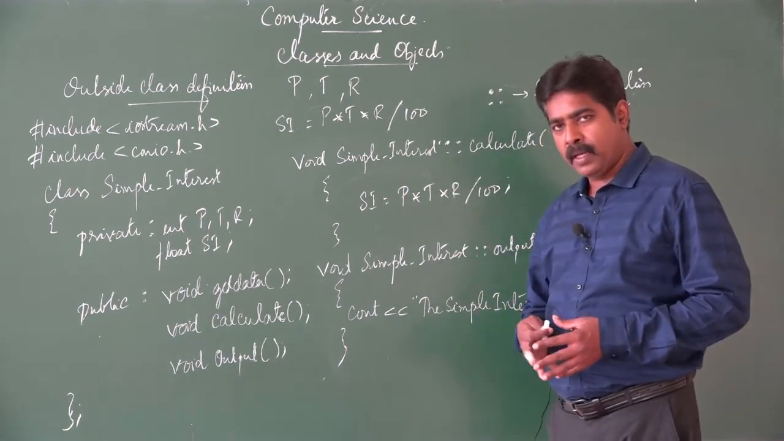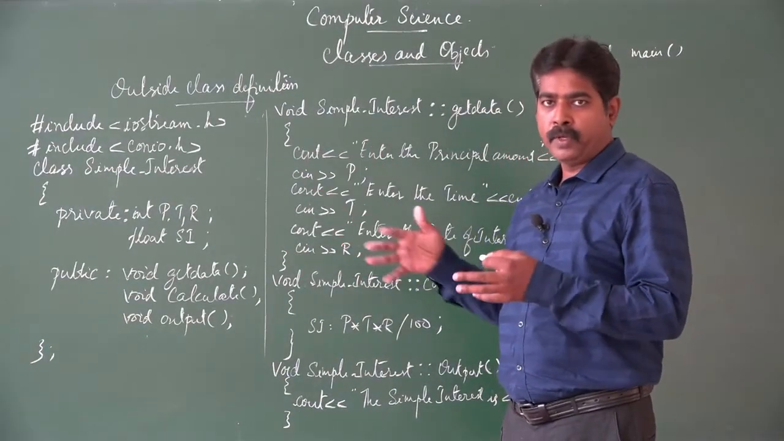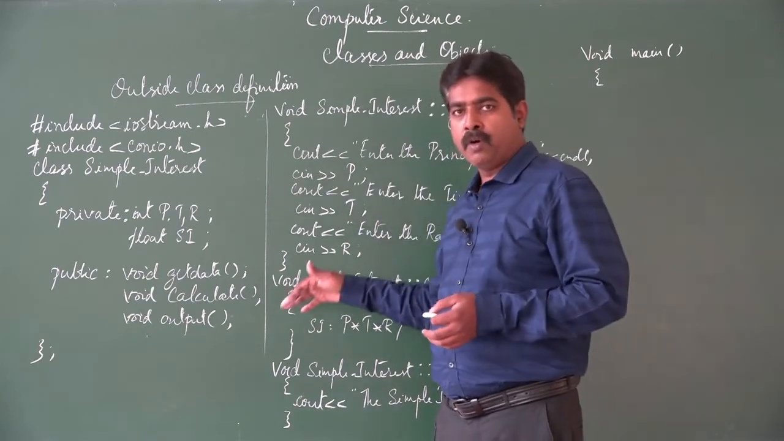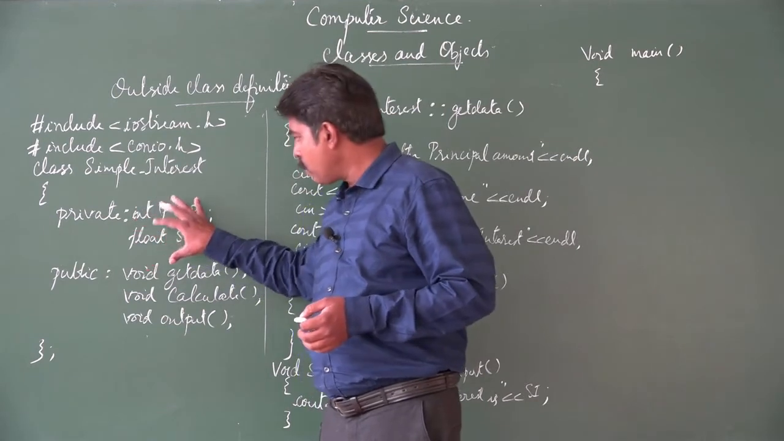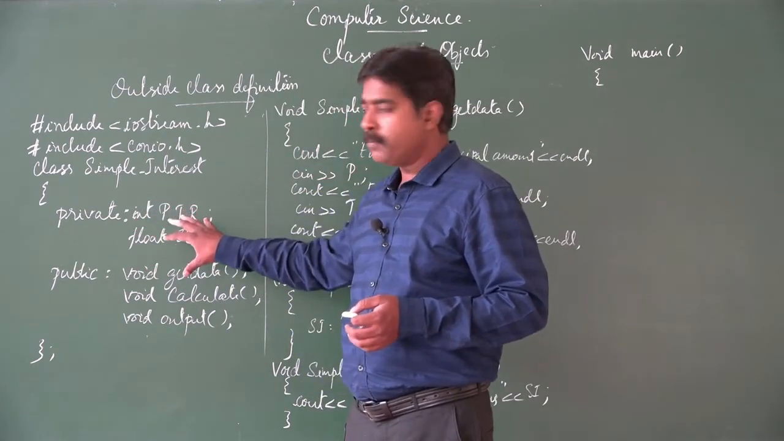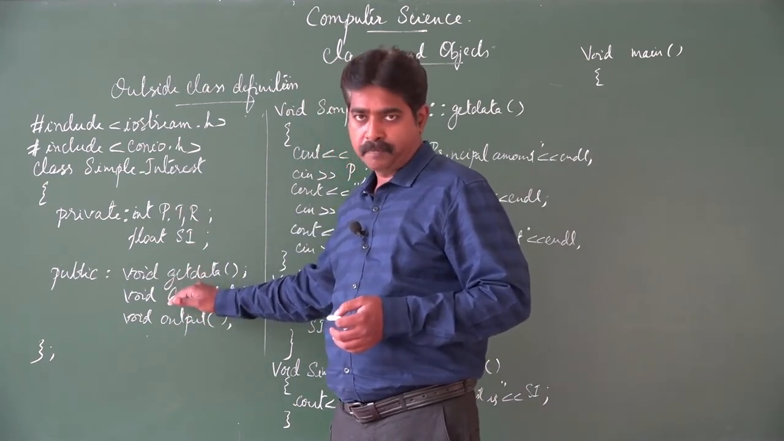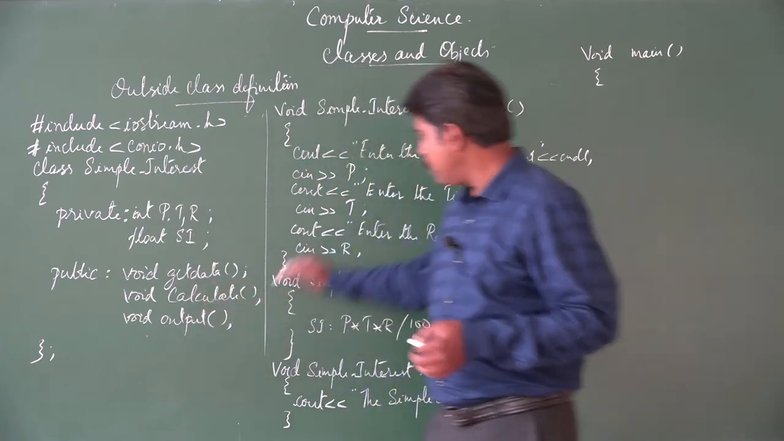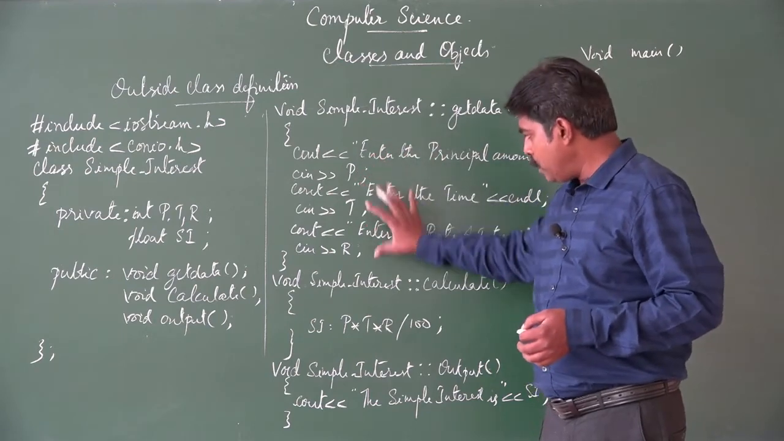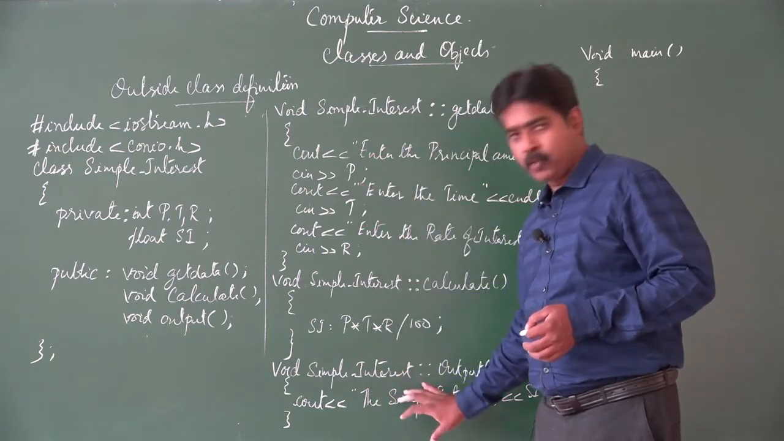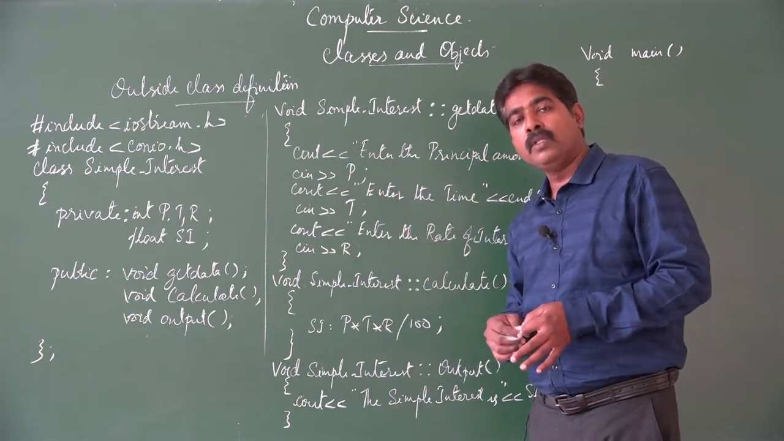After that we are going to write the void main. I have rewritten the program again so that we can understand the sequence of control. Simple interest is the class part I have written here, which is the member function declaration part: getData, calculate, output. After that I have written getData, that is the outside class definition, then comes calculate, then comes output. So I have rewritten the program. Please do take it down. Now we move on to the void main.